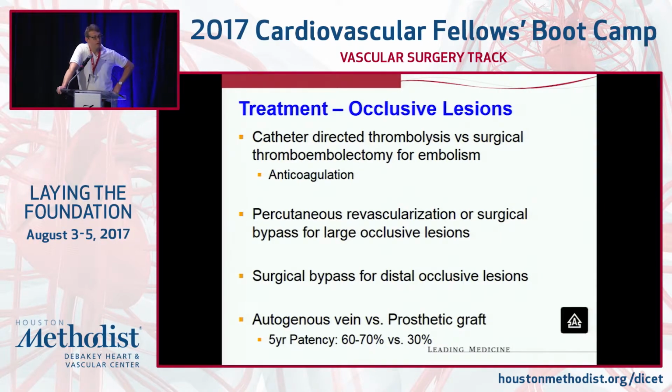So, what are your treatment options if in fact you do have occlusive lesions of the major arteries? Well, the first, for acute arterial embolus, you do have the typical two options, either catheter-directed thrombolysis or surgical thromboembolectomy. And I think surgery will probably be the treatment of choice in most cases.